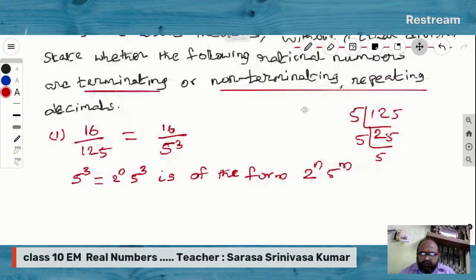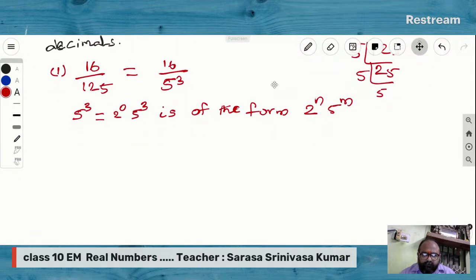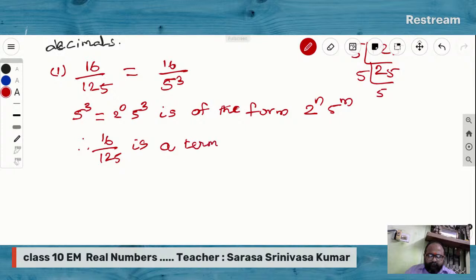So then what will be the conclusion? Therefore 16 by 125 is a terminating decimal. We need not find the answer, that is, we need not simplify this. We should state whether it is a terminating decimal or non-terminating recurring decimal. It is a terminating decimal. So this is how you have to answer the question.